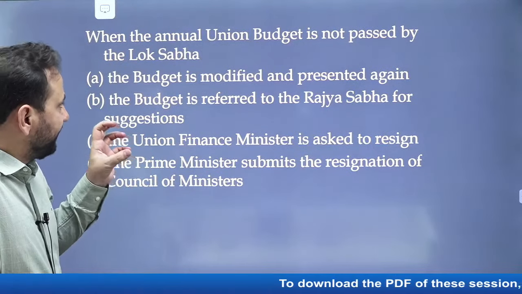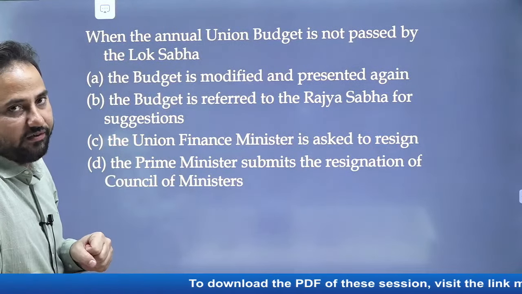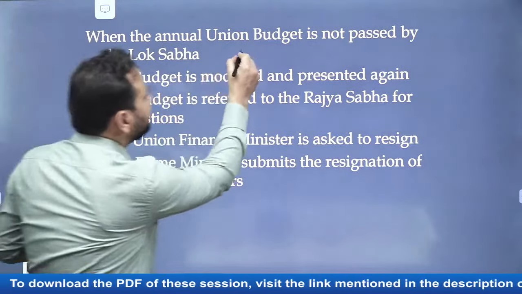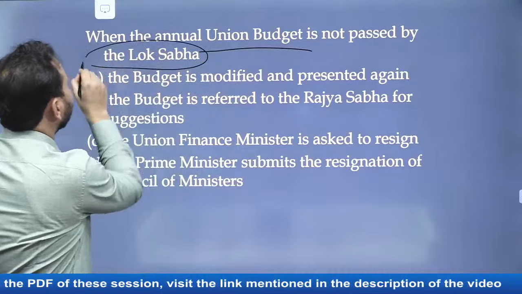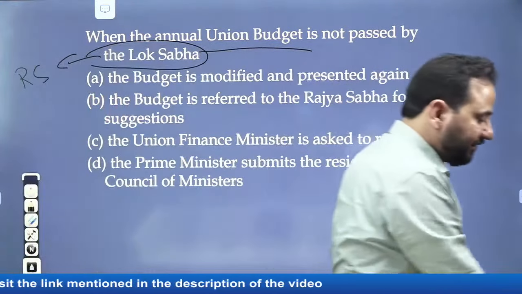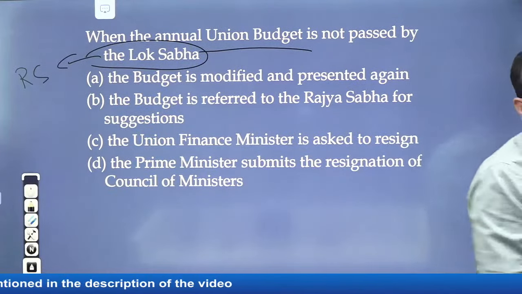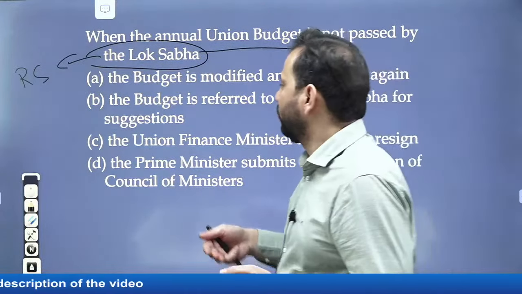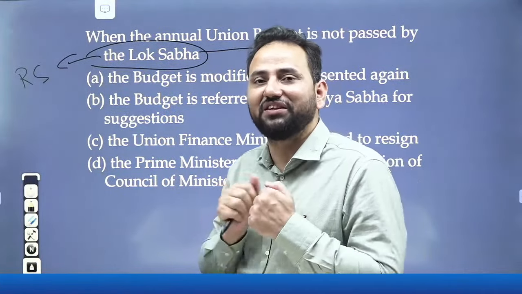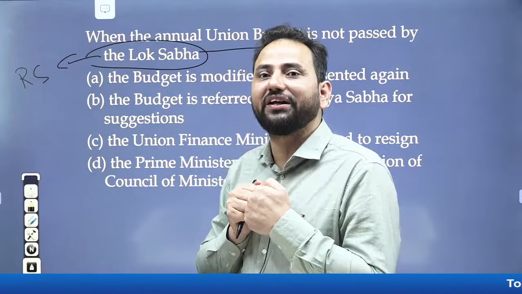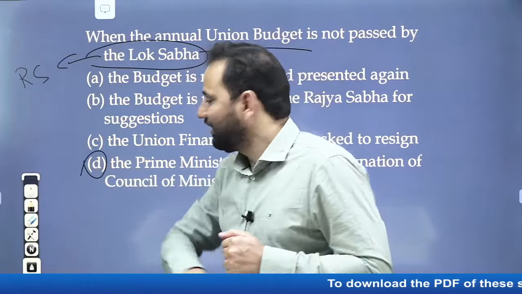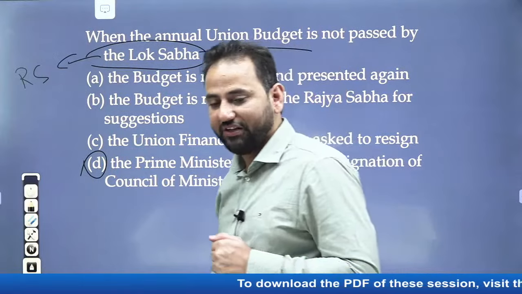What would happen if the Union Budget is not passed by the Lok Sabha? Here we need to see multiple concepts. The first concept is, does the budget need to be passed in Lok Sabha only, or does Rajya Sabha also need to pass this budget? Again, if the budget is not passed in the Lok Sabha, then what will happen? We have multiple options. Obviously, anything which goes against the Council of Ministers or against the political executives means there is a chance of no confidence. So the answer would be D only.